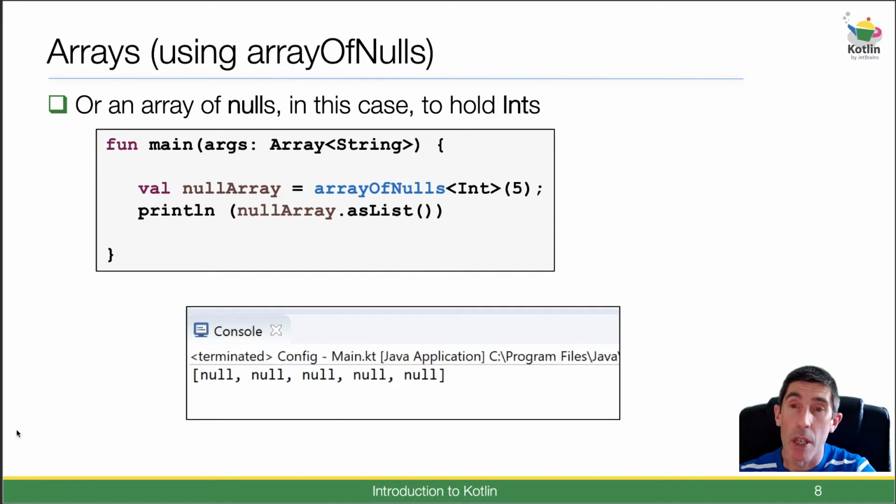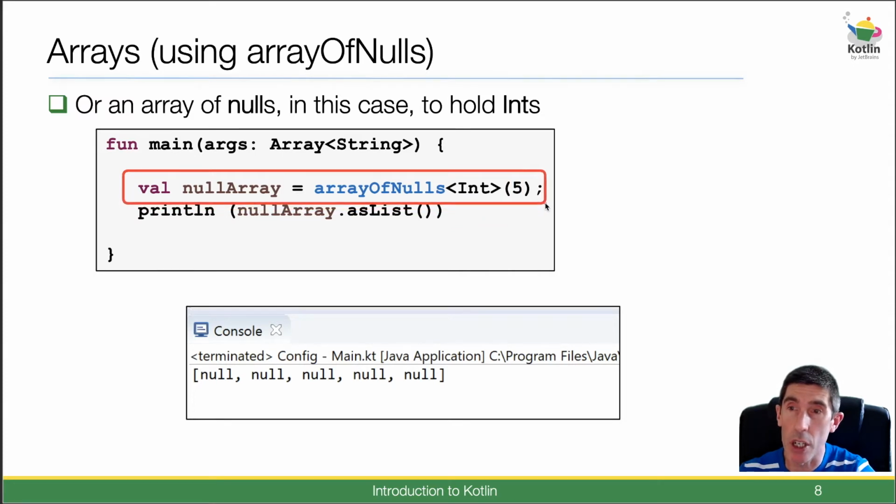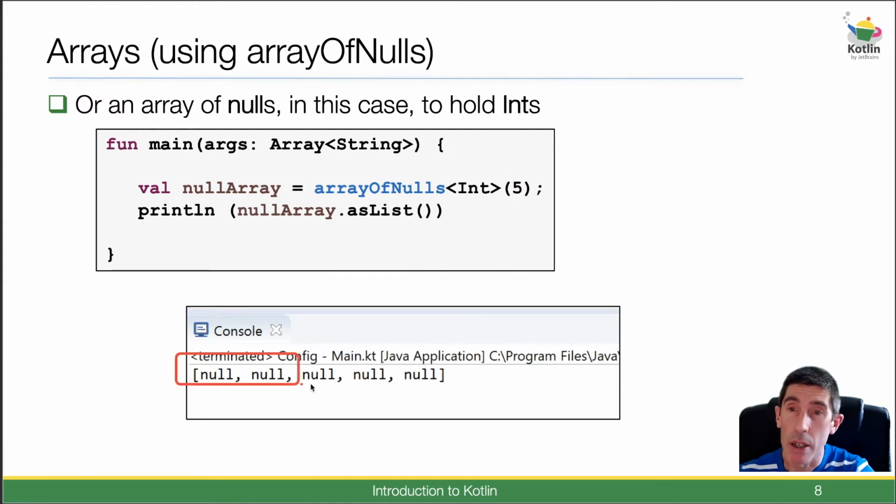If you want, as placeholders, you can have an array of nulls. So in this example, we wanted to at some point hold integers. So we can say up here, val nullArray equals arrayOfNulls. So there's the function call, specifying then the type. There's our Int and how many we want, 5. If we were to print that out, we would get the following, because we're printing as a list again, so we get the square brackets, but we get 5 null elements. Then at a later stage, you could go ahead and assign integer values to those elements. Okay.